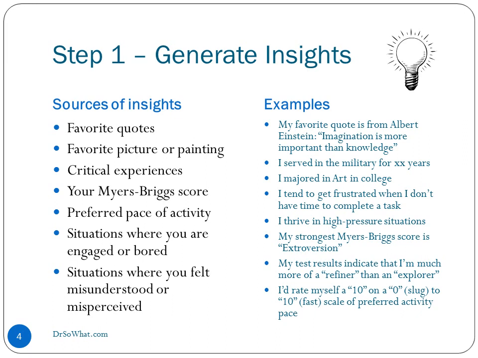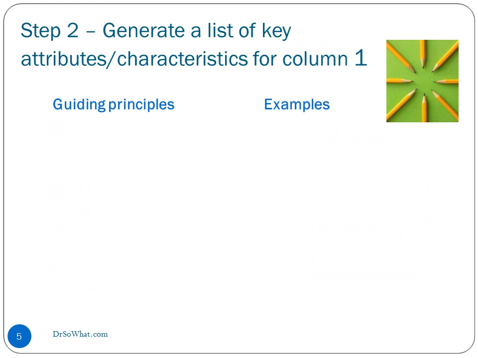So you take a deep look at these, and then we begin to develop a list of key attributes and characteristics for column 1 of the actual document. So you're taking a look at the insights that you've generated, and you will now turn them into a statement of a characteristic about yourself.